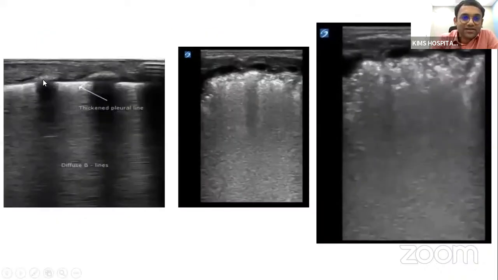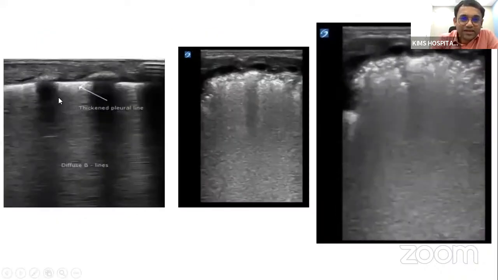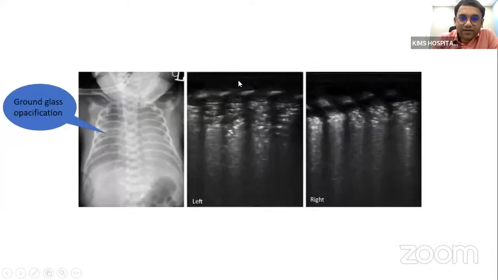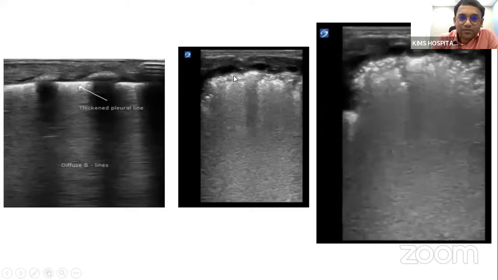So here we can see the lung ultrasound of an RDS baby, where we can see the pleura. We can see more of a thickening of the pleura. There are more hyperechoic regions, and there are diffuse confluent B lines. Another pattern is where we can again see the pleural thickening, and there is some amount of subpleural consolidation. These are irregular lines appearing like liver tissue hepatization just below the pleura. This is called subpleural consolidation.